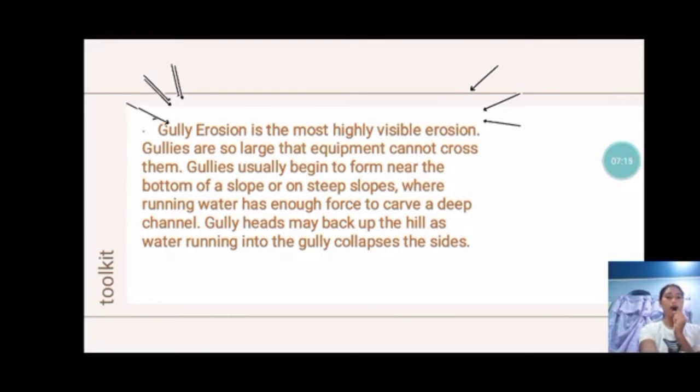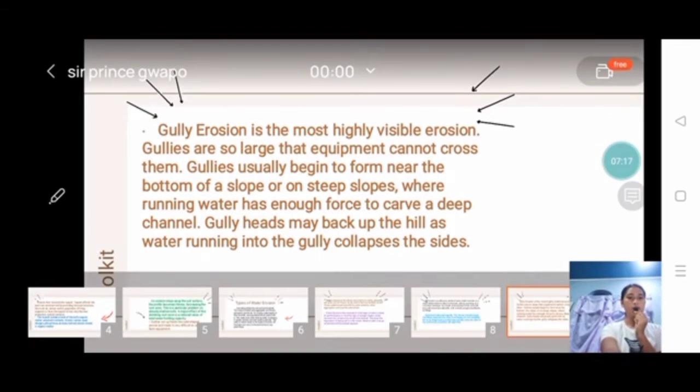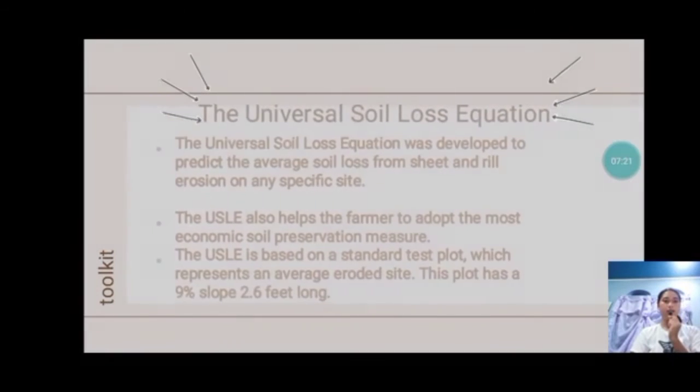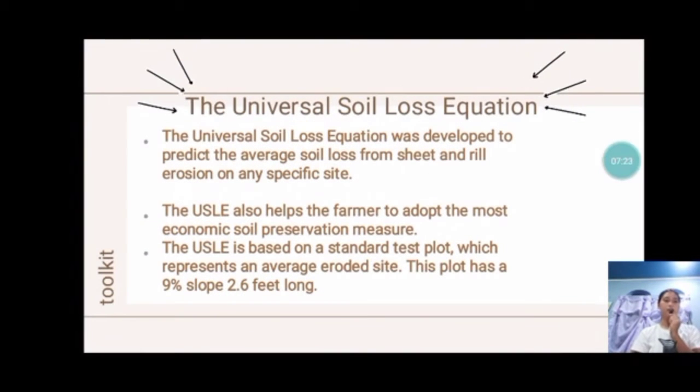That was all about splash erosion. And the next topic will be the universal soil loss equation. The universal soil loss equation was developed to predict the average soil loss from sheet and rill erosion on any specific site.